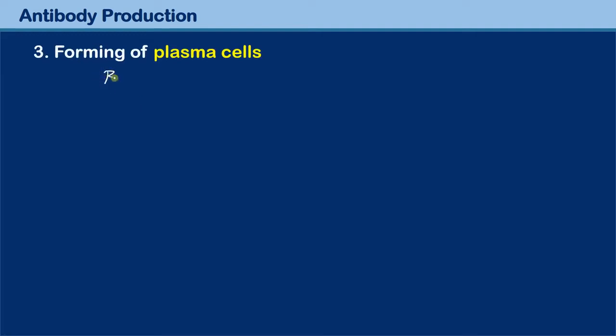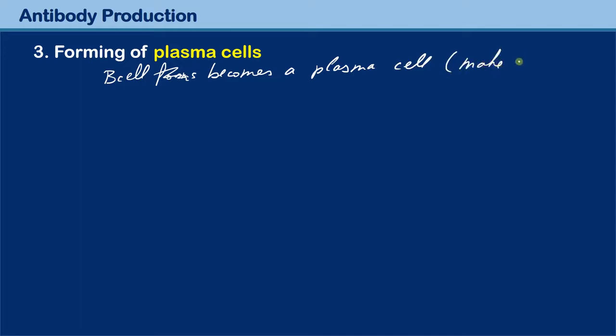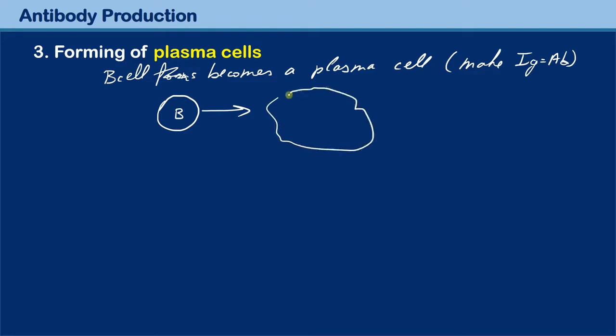So the B cell becomes a plasma cell, and the plasma cells make Ig, immunoglobulins. It's the same as the antibodies. So that is the thing. We've got over here an active B cell, and this active B cell will then become a plasma cell.